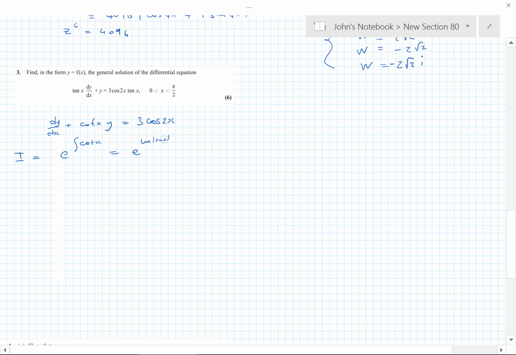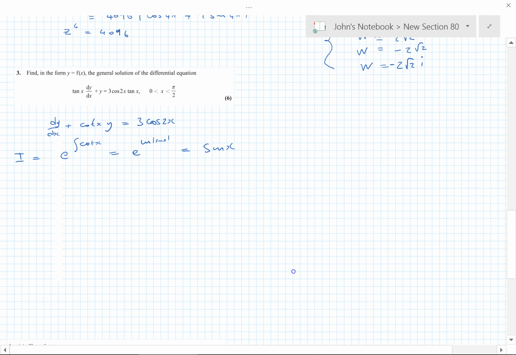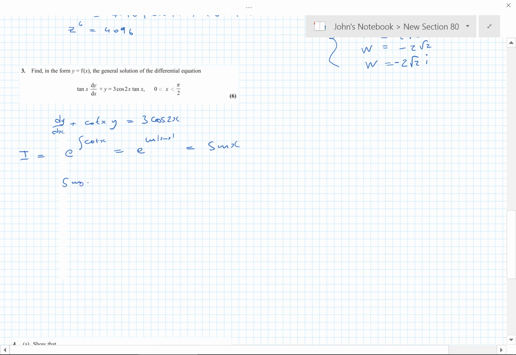The mod really doesn't matter here. So that's equal to sin x. So if I multiply these out, I get sin x dy by dx plus, now sin x times cot x is just going to be equal to cos x y, is equal to 3 cos 2x sin x.